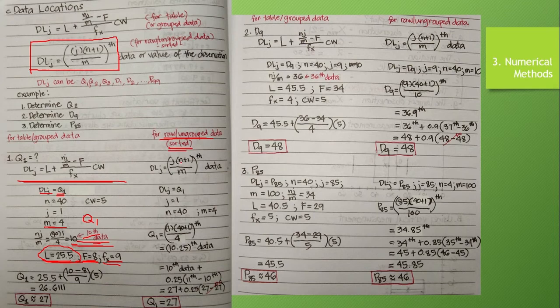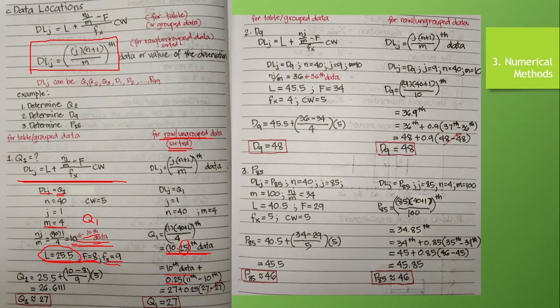For unsorted data, or ungrouped data rather, we will use this equation: D sub j is j times the quantity of n plus 1, divided by m's data. So we need to get only j, n, and m. Since we are looking for Q1, our j is 1, n is 40, m is 4. So that's 1 times 40 plus 1 divided by 4, which means our Q sub 1 is the 10.25th data. Take note of the decimal. If you get a decimal here, then we will separate that one. That's the 10th data and the 0.25 times the 11th.